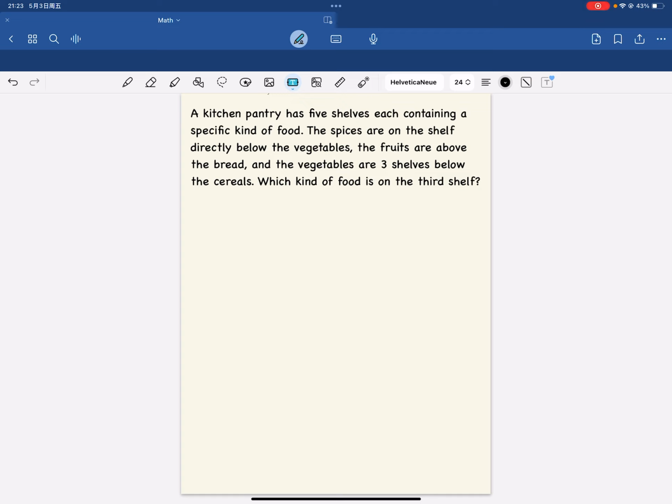A kitchen pantry has 5 shelves, each containing a specific kind of food. The spices are on the shelf directly below the vegetables. The fruits are above the bread, and the vegetables are 3 shelves below the cereals. Which kind of food is on the third shelf?